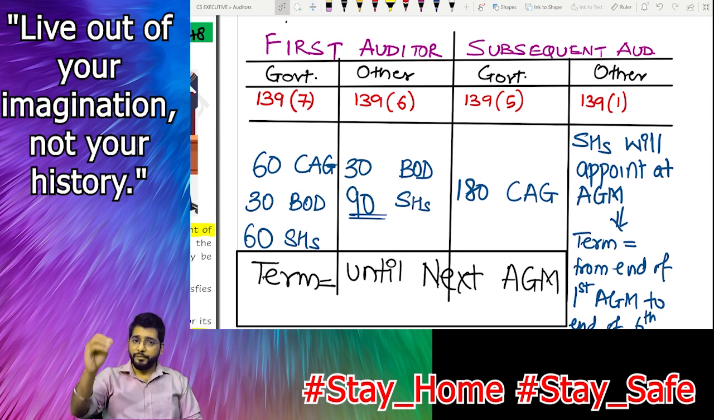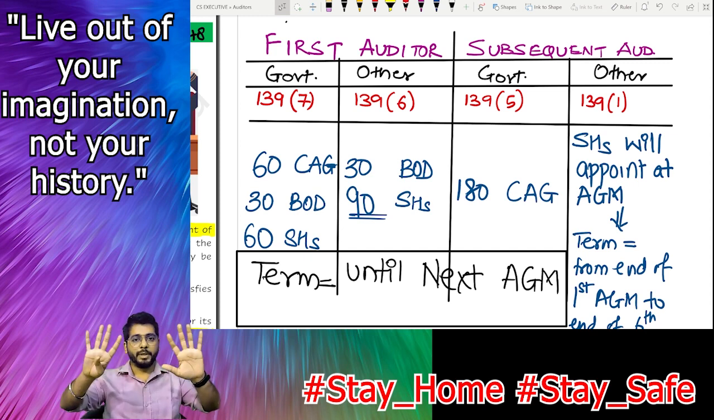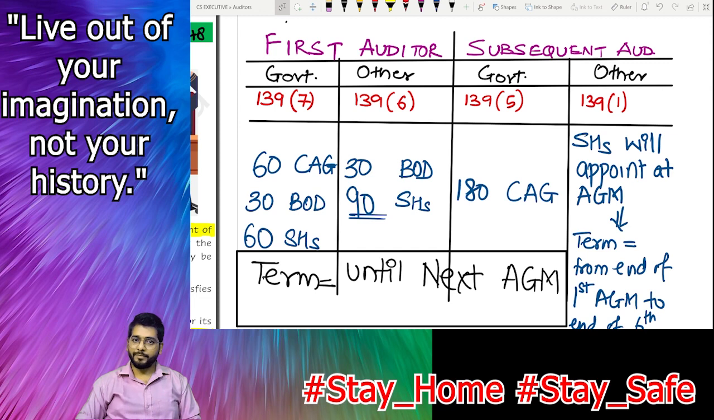Now, the first auditor of other company. What does the provision say? Other company means CAG will not come, so the BOD will appoint within the first 30 days. If they fail, then a shareholders' extraordinary general meeting will be called and they will appoint within a span of 90 days. Clear, easy, everybody? So it is 60, 30, 60, 30. What is 60 and 30? 90. Number of days is clear?